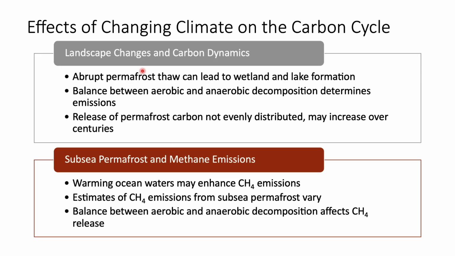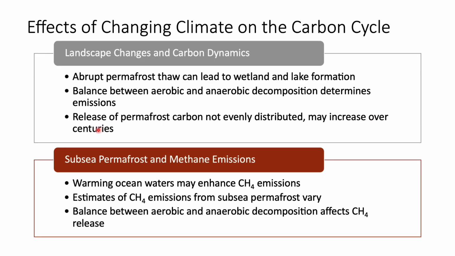So let us look at the effect of changing climate on the carbon cycle. When we look at the landscape change and the carbon dynamics, an abrupt permafrost thaw can lead to wetland and lake formation. So this is one of the major problems. This affects the balance between aerobic and anaerobic decomposition, and this actually determines how much is being emitted. And similarly, the release of permafrost carbon is not evenly distributed. So this is another major problem we are seeing. This may increase over centuries. So that means it is uneven currently, but it may lead to a consistent problem later on.